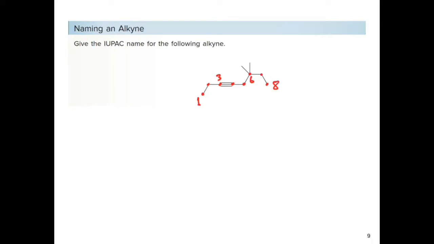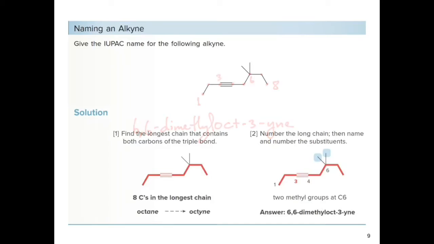And because the longest chain contains 8 carbon atoms, this is going to be an octane based. And because we have a triple bond, this is going to be an octyne, where the triple bond is on the 3rd carbon atom. So this is going to be oct-3-yne. And then finally, we have a dimethyl group on the 6th carbon atom. And so this is going to be 6,6-dimethyl. So in this case, we have 6,6-dimethyl oct-3-yne.